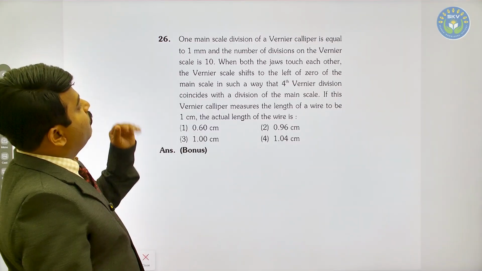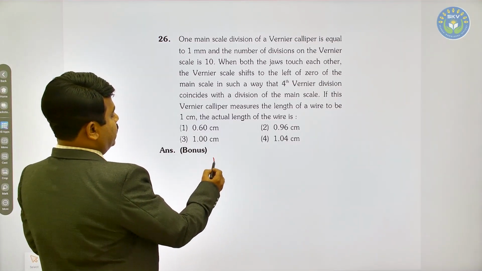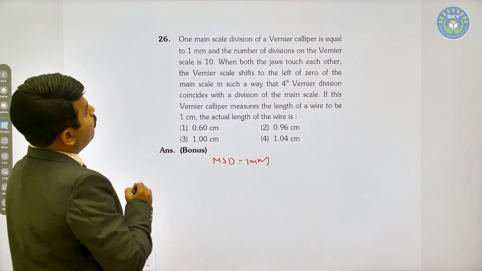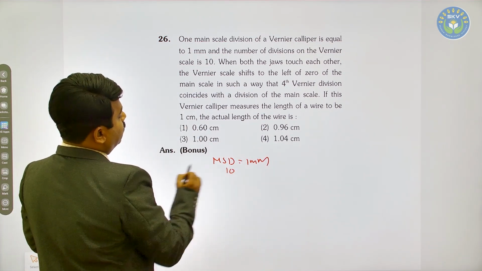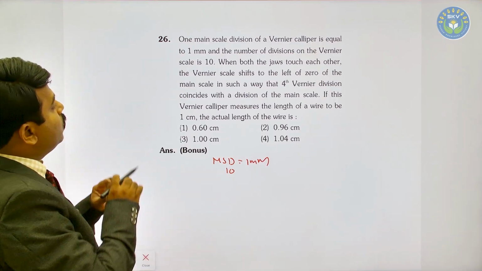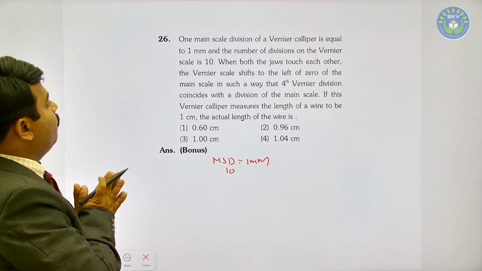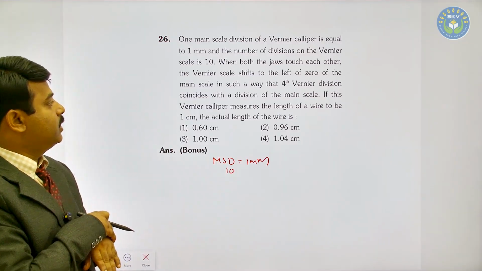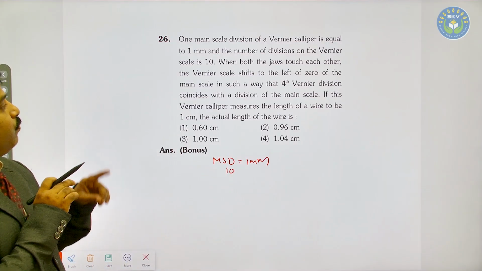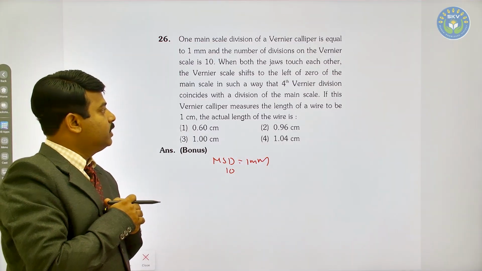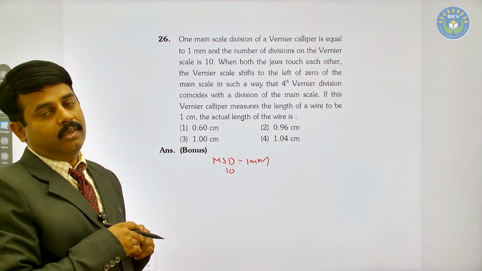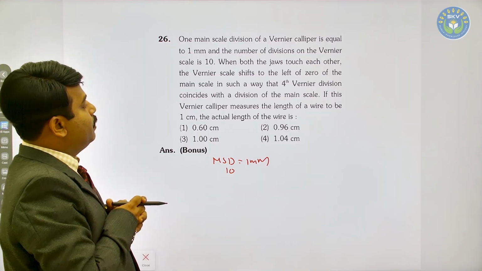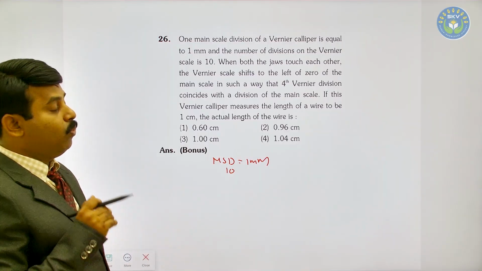One main scale division of a vernier scale, MSD is given, that is 1 millimeter, and the number of vernier scale divisions is 10, right? When both jaws touch each other, the vernier scale shifts to the left of 0 of the main scale, and in such a way that the fourth vernier scale division coincides with a division of the main scale. If this vernier caliper measures a length of 1 centimeter, what is the actual length?